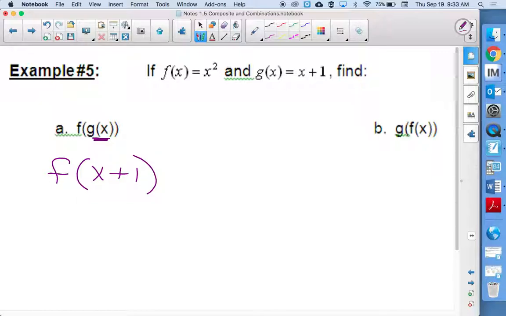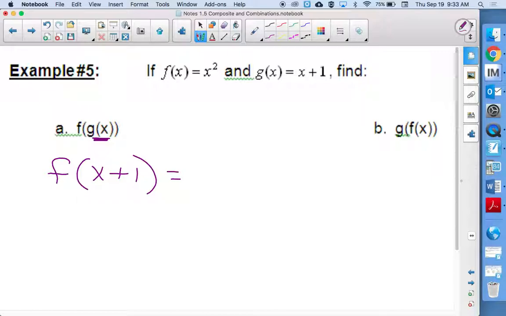And then you plug that into... What would you plug that in for? You were right. So what do I do from here? What do I do with the x plus 1? So I took out g of x, as he said. You replace it with the x plus 1, because g of x is equal to x plus 1.